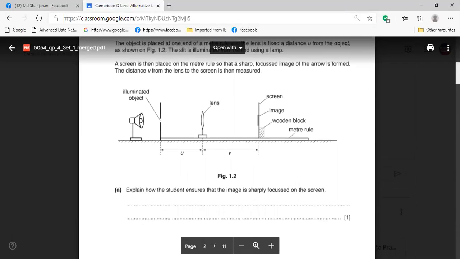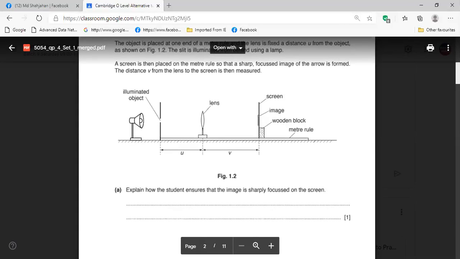And what about Abir? Abir, what did you write? I wrote by moving and adjusting the screen. Your answer is correct. Both of your answers are correct. And there is a reason why we are moving the screen. The reason is, for the lens there is focal length, right?